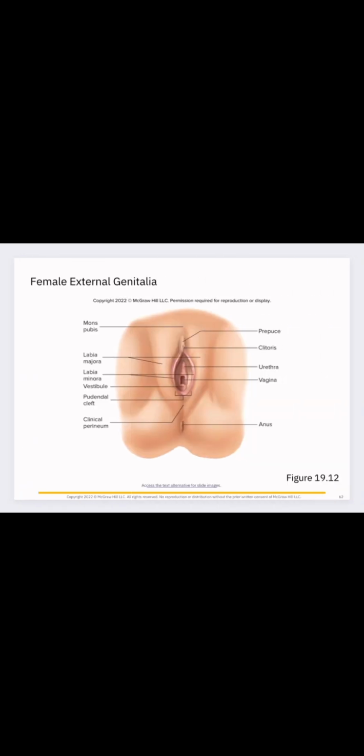The prepuce is where the two labia minora unite over the clitoris, and the vestibule is a space between the vagina and urethra. And this is a figure of the female external genitalia.